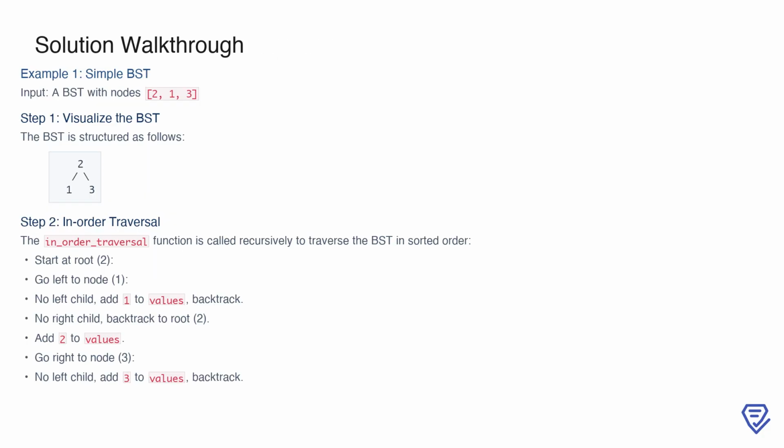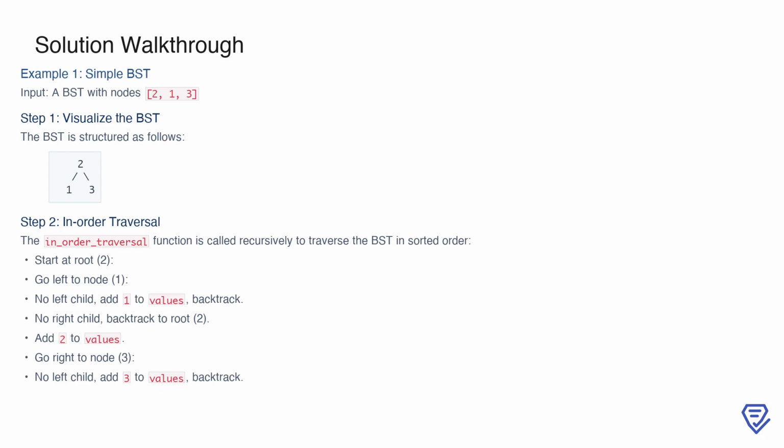To solve this problem, we start with a simple binary search tree, or BST, that contains the nodes 2, 1, and 3. First, we visualize the structure of the BST. The root node is 2, with 1 as its left child and 3 as its right child. Next, we perform an in-order traversal, which visits nodes in sorted order.